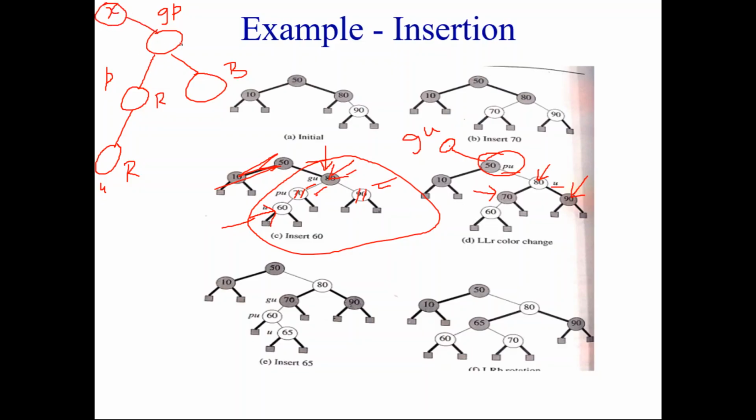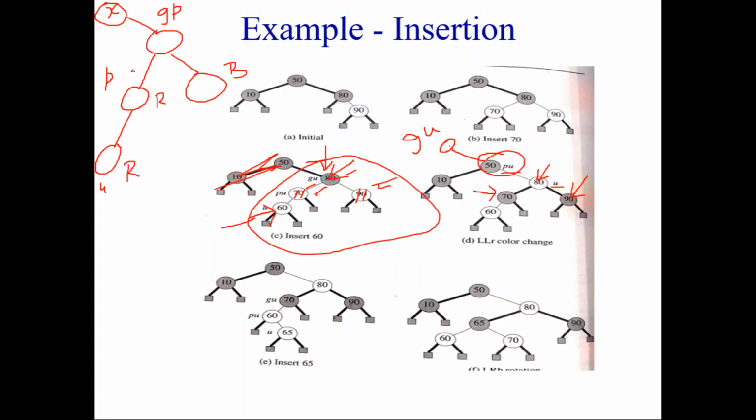P will come as a child of X. What child of X? If GP is the right child of X, then P also will come as the right child of X. You getting? P will come as the right child of X, and GP will become the right child of P, and so on and so forth.